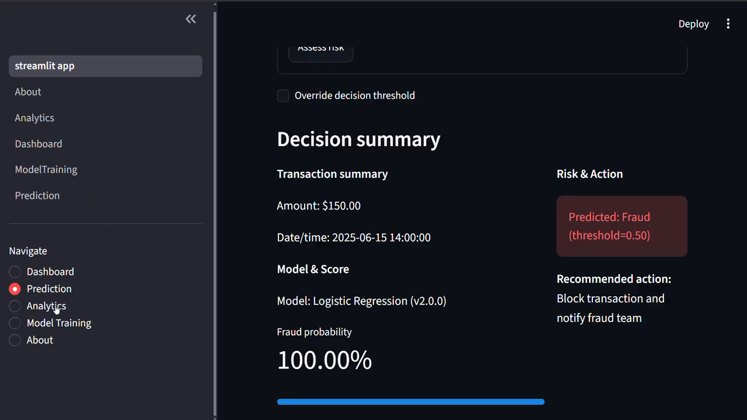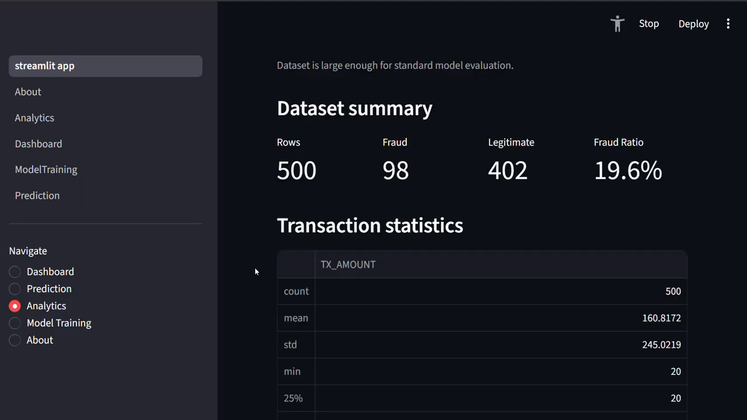The analytics page provides a model evaluation dashboard. It shows the fraud versus legitimate transaction distributions, confusion matrix, ROC and precision-recall curves, and a comparison between the trained models. This allows an analyst to understand not only the predictions but also the overall behavior of the model.